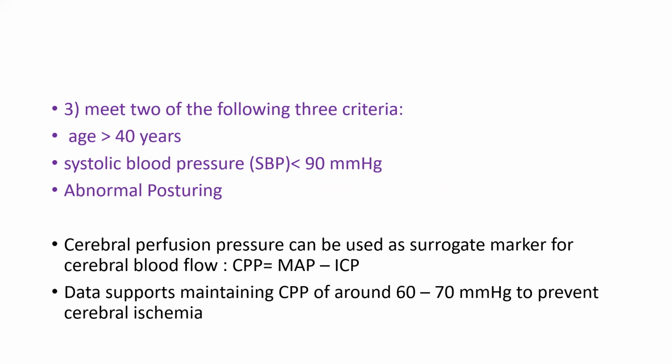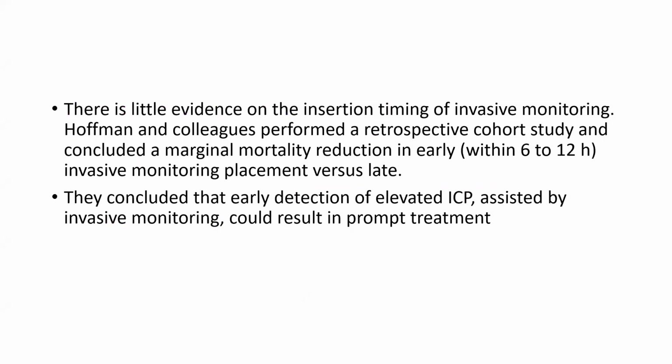Cerebral perfusion pressure can be used as a surrogate marker for cerebral blood flow, and this cerebral perfusion pressure is MAP minus ICP. Data supports maintaining a cerebral perfusion pressure of around 60 to 70 mmHg to prevent cerebral ischemia.